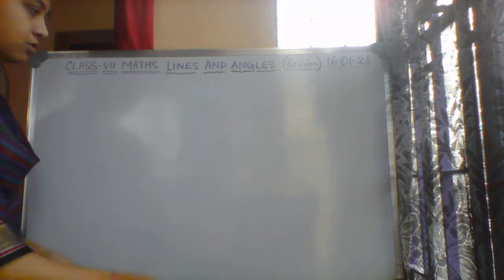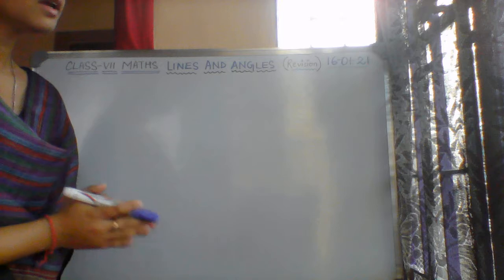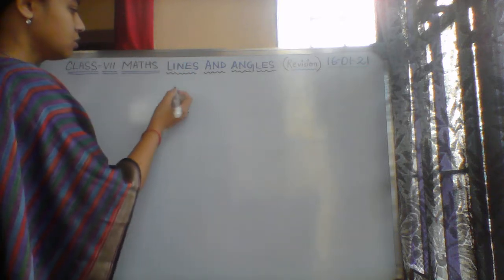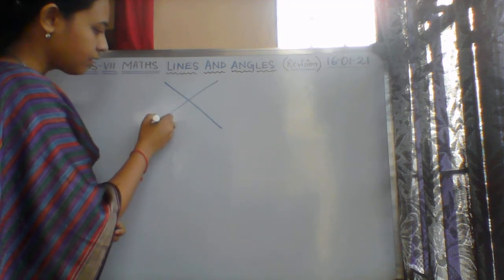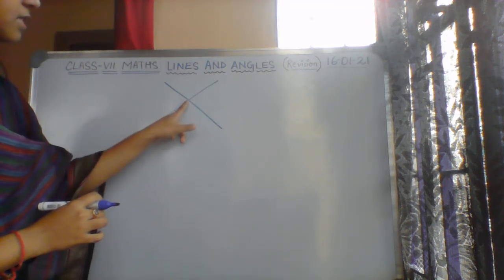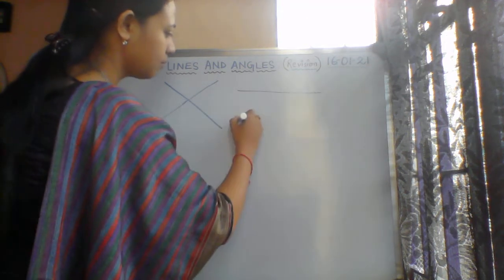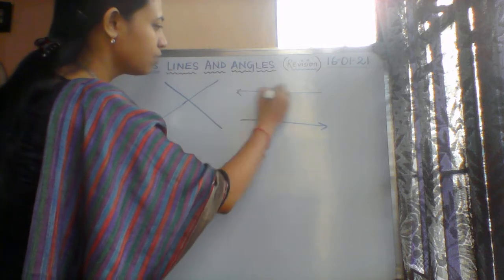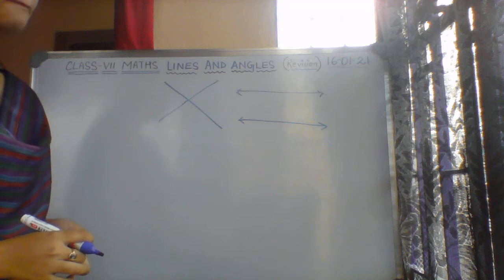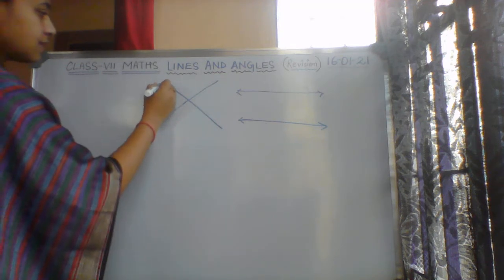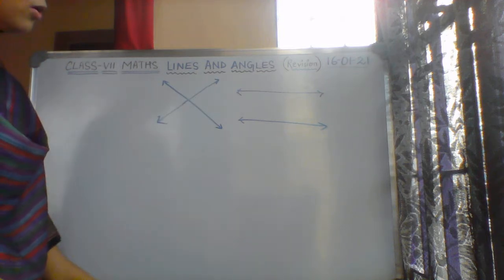Now if you are taking two lines, there are two possibilities. Either they are intersecting, intersecting means they will meet at one point, or they will not meet. If the two lines do not meet, what do we call those lines? Yes, parallel lines. And the other lines are intersecting lines. First of all, we will talk about intersecting lines.